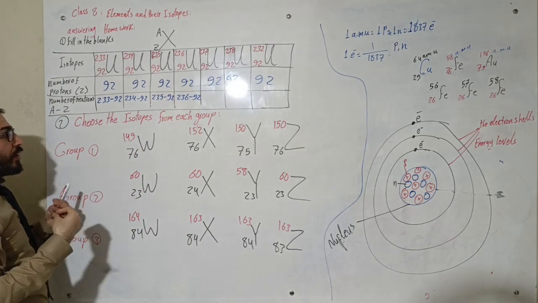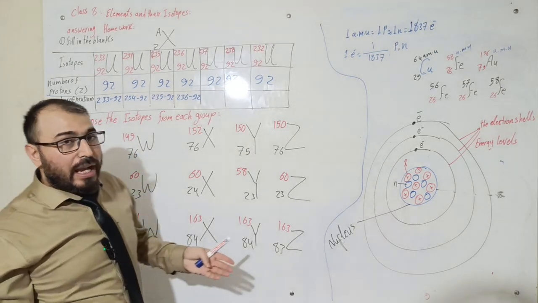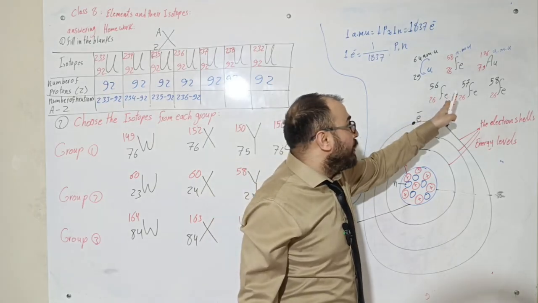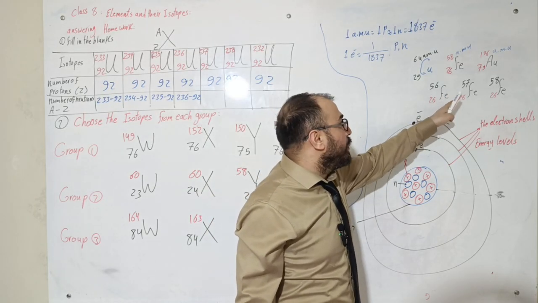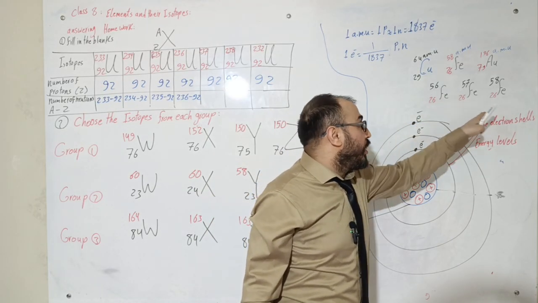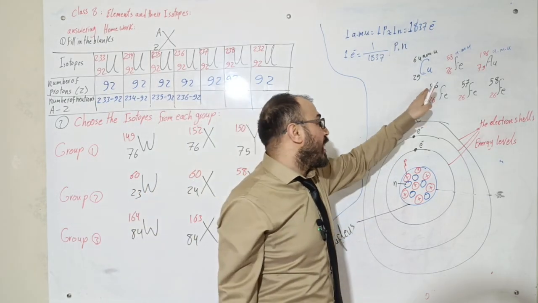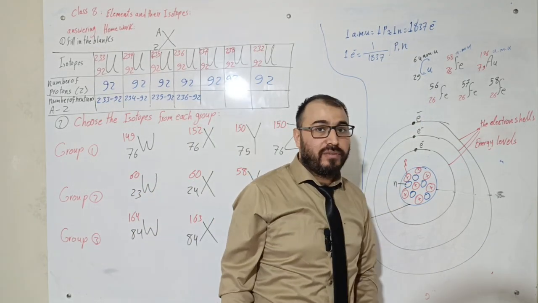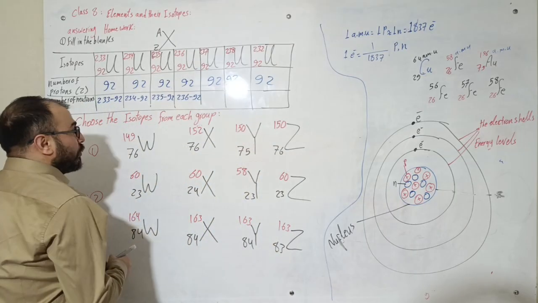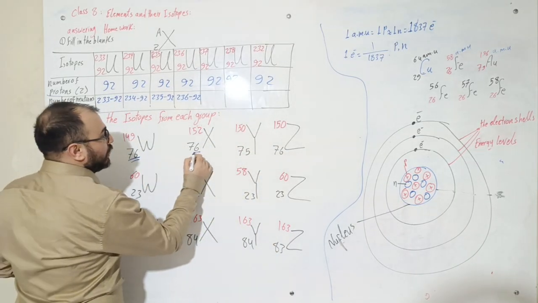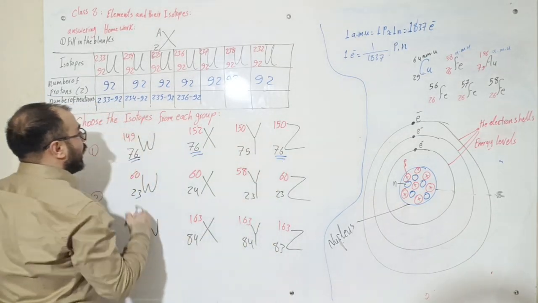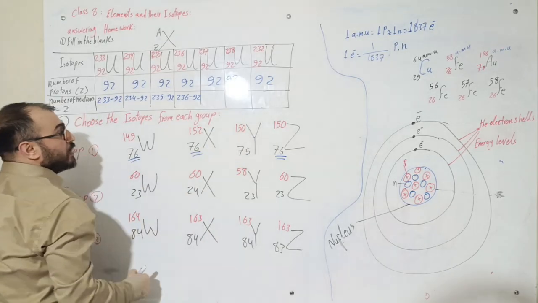Mass numbers are not important because, as we said before, atoms of the same element always share the same atomic number, but it's not necessarily that they share the same mass number or the number of neutrons. So here we look at the atomic number and we ignore the mass numbers.